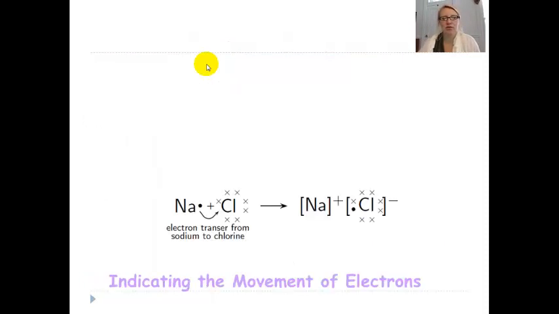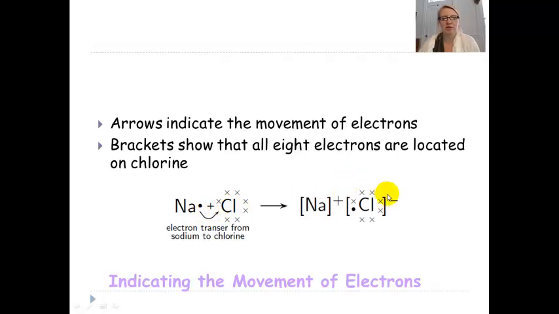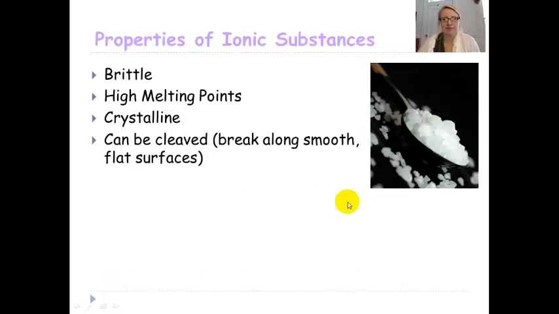So to show the movement of electrons, we use arrows. For example, sodium gives up an electron to chlorine to form a positive ion, and chlorine becomes negative. And brackets are used to show the electron dots, or the Lewis dot symbols for ions. Remember, ionic substances are brittle, they have high melting and boiling points, they are crystalline, and they can be cleaved, which means you can break them along smooth surfaces.